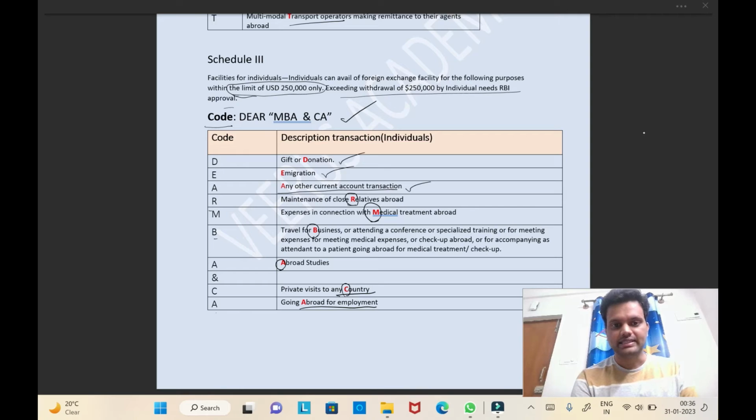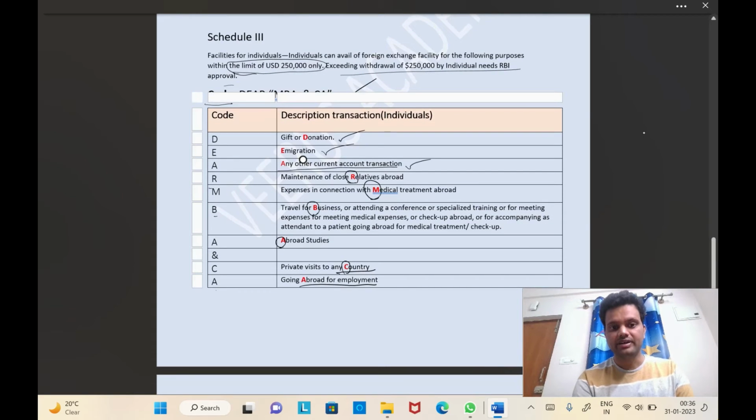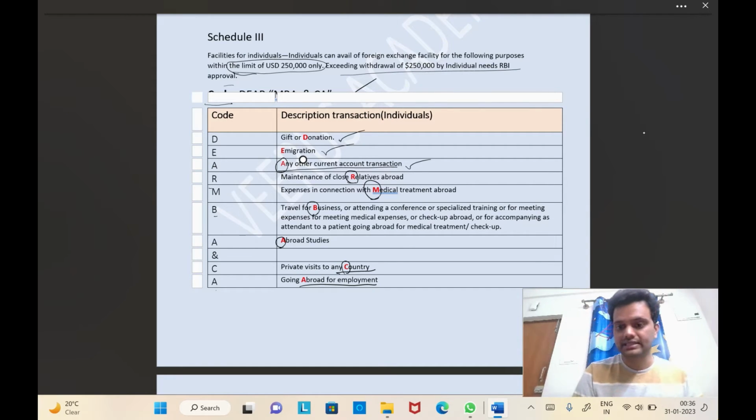First one is D. D, gift or donation. D for donation. Next E, immigration. And A for any other current account transaction. That means if a transaction doesn't fall under prohibited, and doesn't fall under where central government approval is needed, then automatically the transaction falls under RBI approval, right? That is any other current account transaction. R denotes maintenance of close relatives abroad.